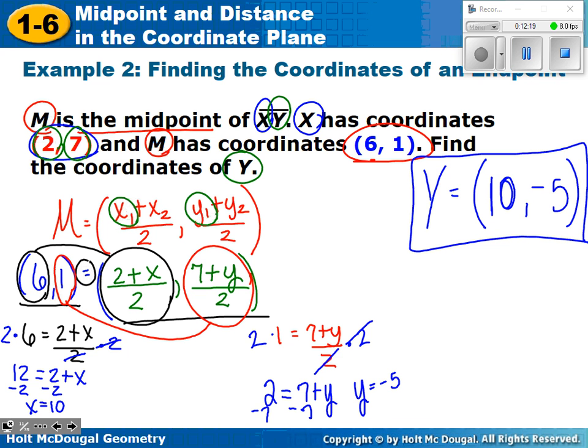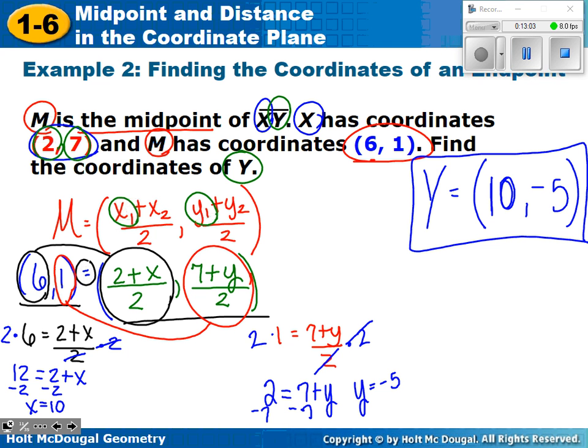Okay, plot your points. So they give you, we have one endpoint X at 2, 7. And then we have our midpoint at 6, 1. And so you might have a question on your homework that says, if you're trying to graph the line XY and M is at 6, 1, what quadrant does Y have to land in? And what quadrant would you say Y is going to land in? 4. Because if this is the midpoint, then obviously this much of the line segment is also going down here, right? Okay, so you might have a question like that on your homework.